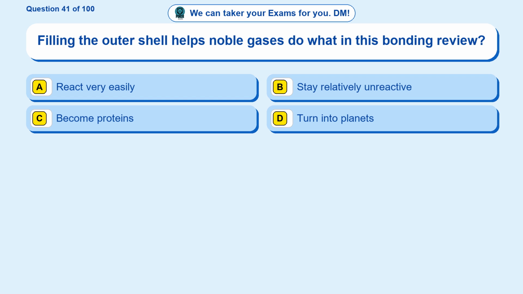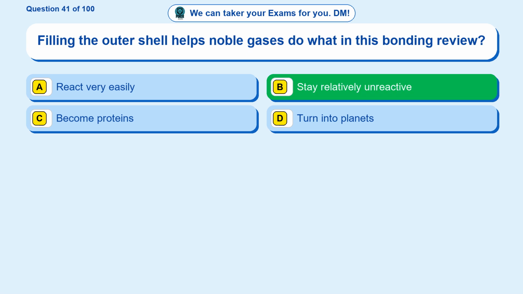Question 41. Filling the outer shell helps noble gases do what in this bonding review? Option A, react very easily. Option B, stay relatively unreactive. Option C, become proteins. Option D, turn into planets.